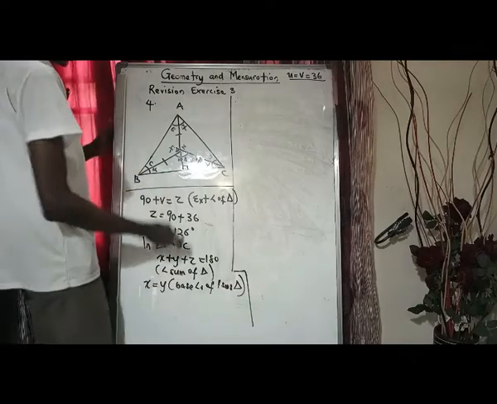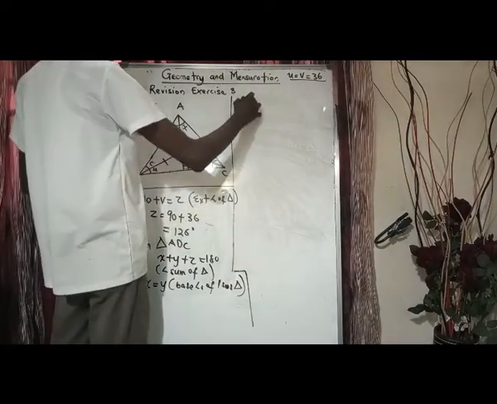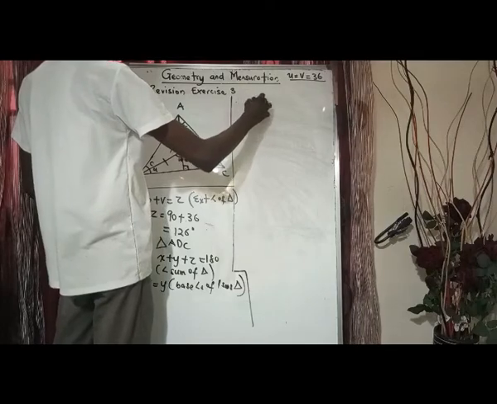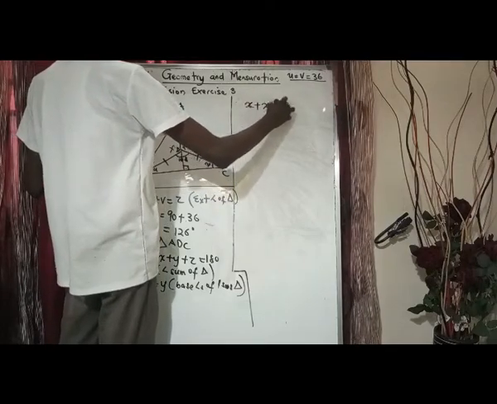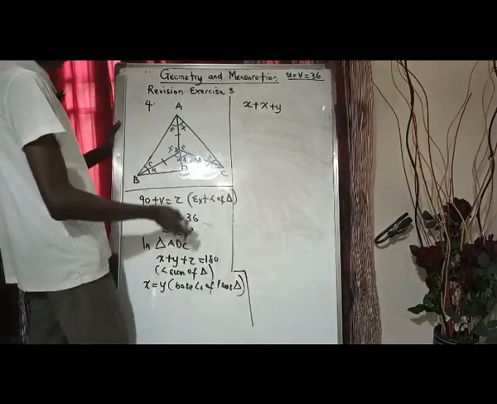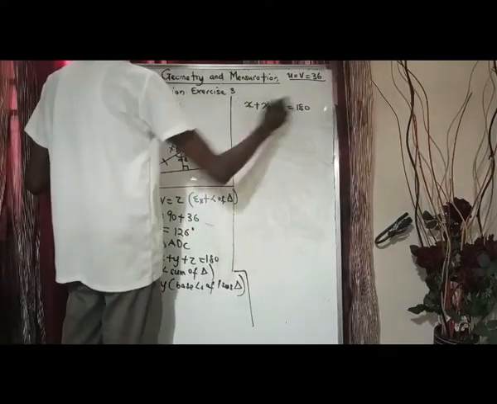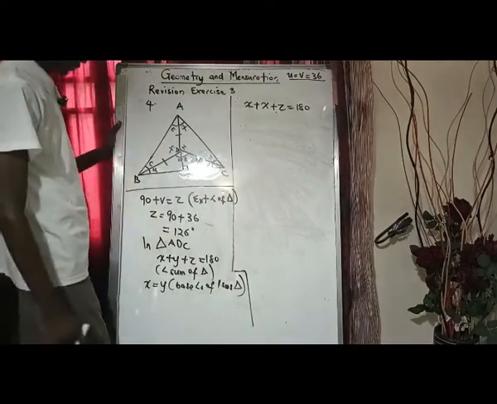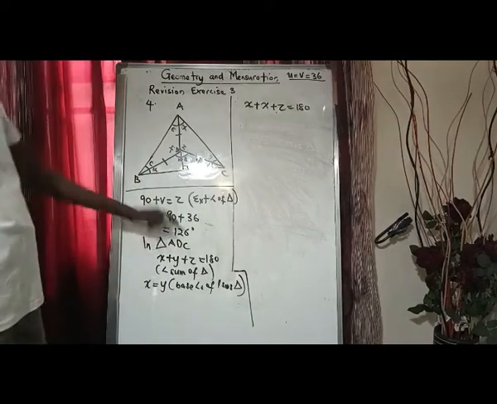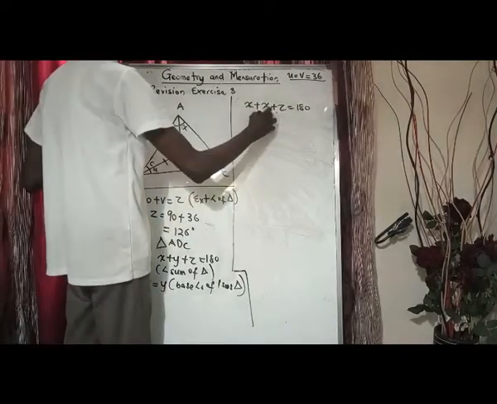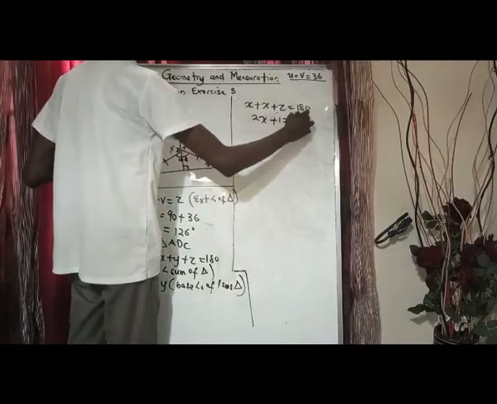So with this, we know that X plus, let's say X again, plus Y, X plus Z, sorry about that, will be equal to 180. What is Z? We got Z to be what? 126. So it means that 2X plus 126 will be equal to 180.